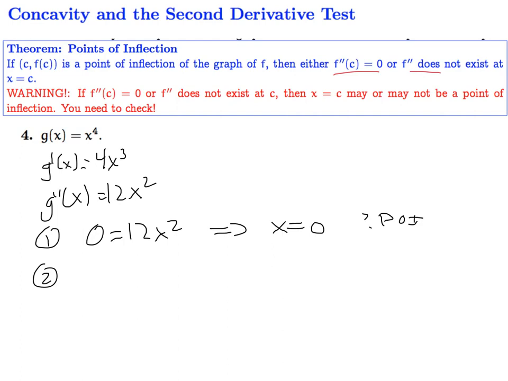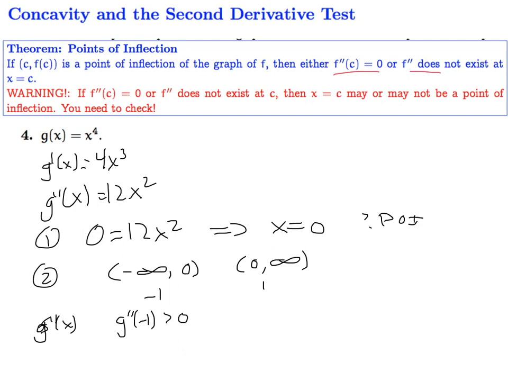But the next thing we need to do is look at our test intervals from -infinity to 0 and from 0 to infinity. Let's pick convenient numbers, -1 and 1, and test them in our second derivative. If we take our second derivative at -1, we end up with a positive number. If we take our second derivative at 1, we end up with a positive number. So this tells me that my function was concave up the whole time, so x equals 0 is not a point of inflection because the concavity did not change.